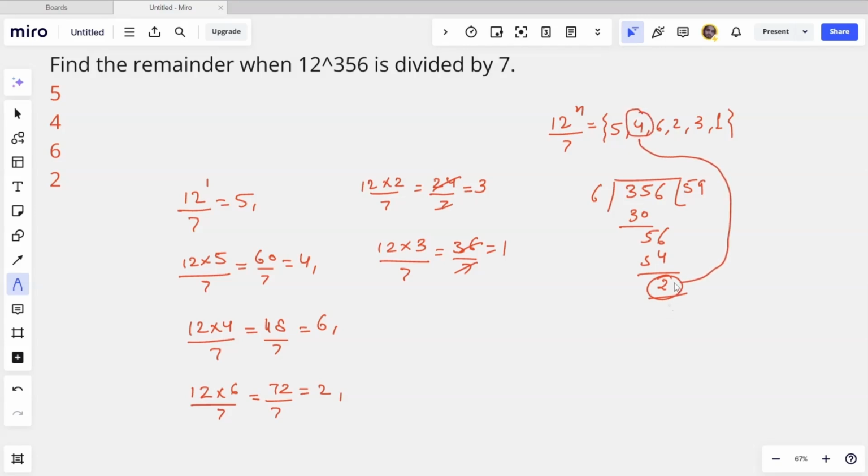If we got remainder as 1, the first element in the remainder cycle will be our answer. If we got third, the third element will be the answer. If we got 0, it means the last element will be our answer. But we are getting 2, it means the second element is our answer, which is 4. It means the second option is the correct option. Thank you.